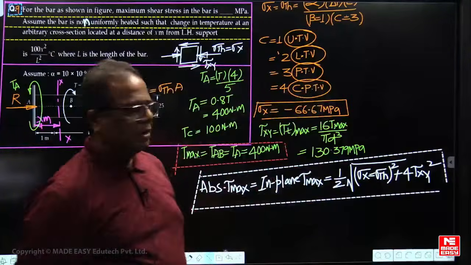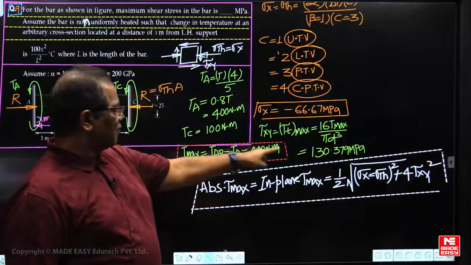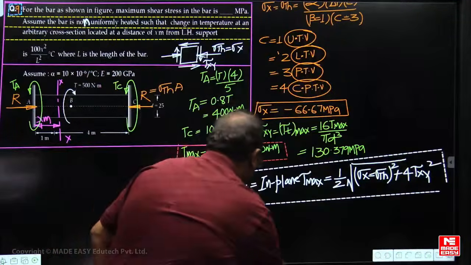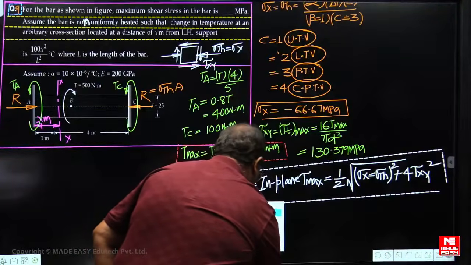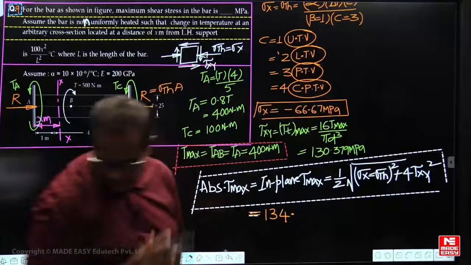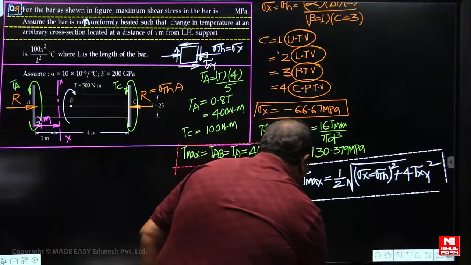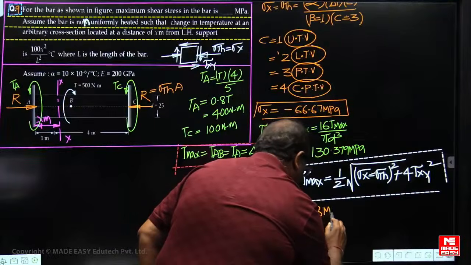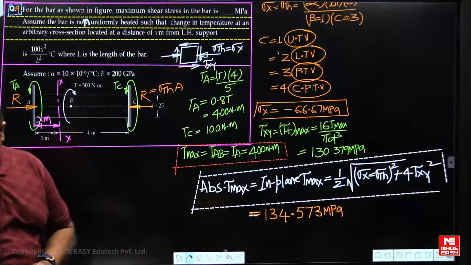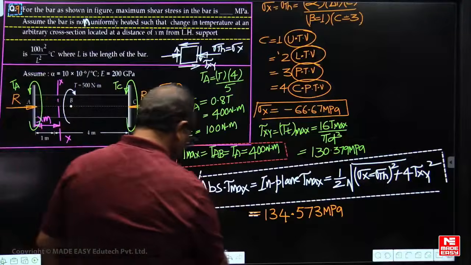I can substitute it now. We already got the thermal stress as 66.67, and tau xy we got earlier. Tau xy is how much now? 130.37. So substitute these values now, and this value you are getting 134.573. So the answer for the question is 134.573. This is the answer for the question now.